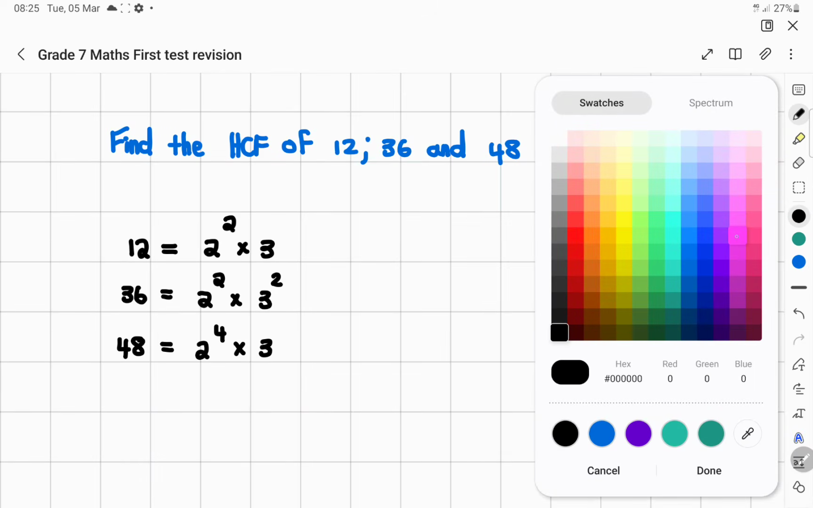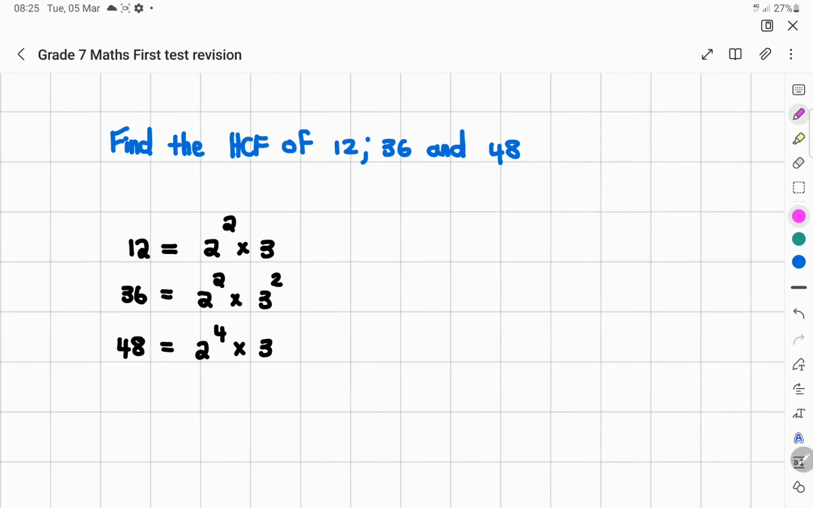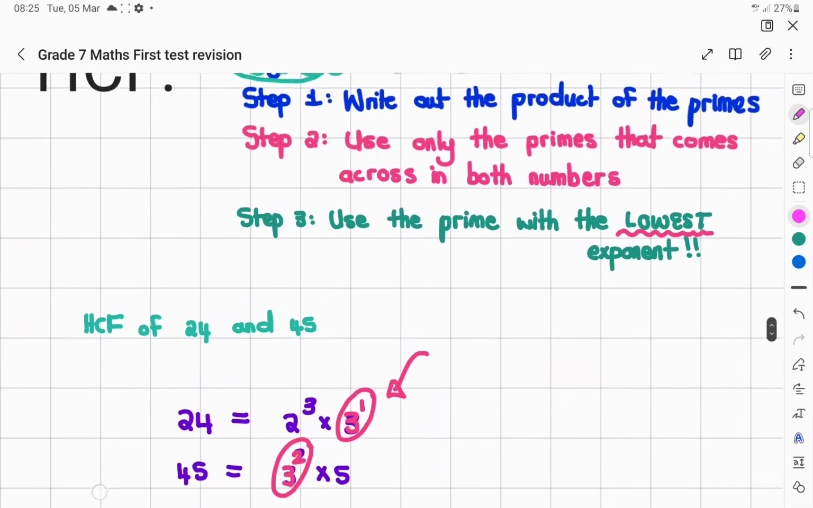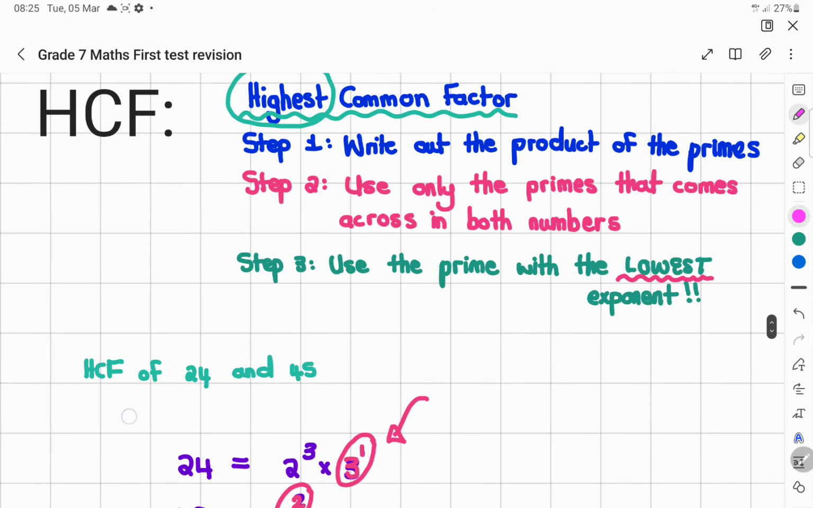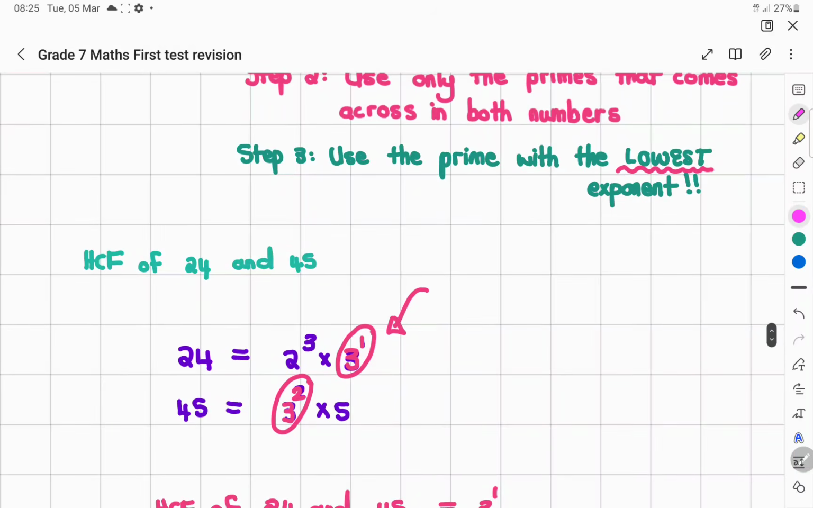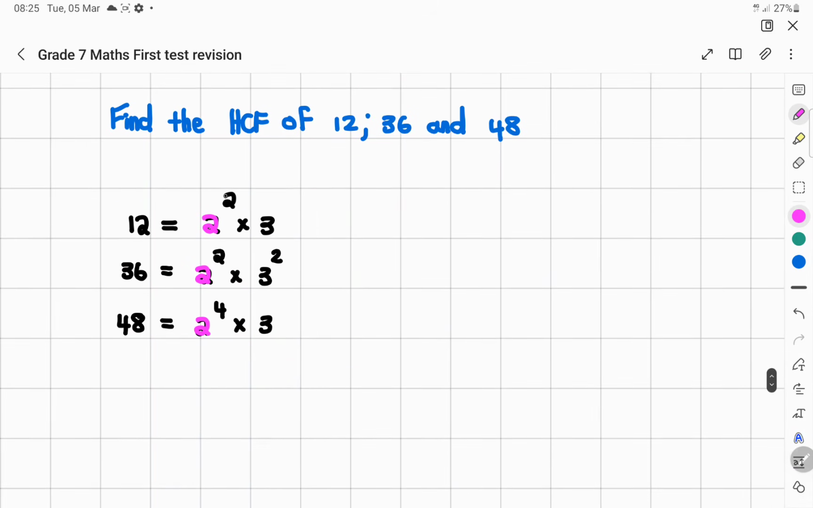Okay, I hope you got those answers for the product of their primes. Step 2, let's go to our steps. Use only the primes that come across in both numbers, or in this case, all 3 numbers. Can you see that there's a 2, a 2, and a 2 in all 3 of them? But remember, because it's the highest common factor, we're going to use the lowest exponent. Which one has the lowest exponent? There's a 2 and a 4. Definitely not the 4. We're going to use the one with the lowest exponent.